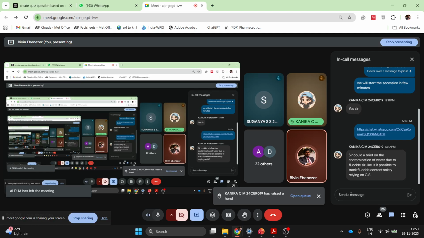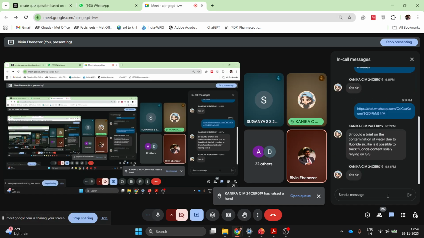GIS is just software showing the extent of that particular fluoride. But in order to track, for example, are you referring to how the fluoride is transported in water, something like that, or anything else you are asking? Yeah, fluoride. Fluoride is mostly due to geological rocks that are present in the groundwater. That is the major reason for this type of fluoride occurring.